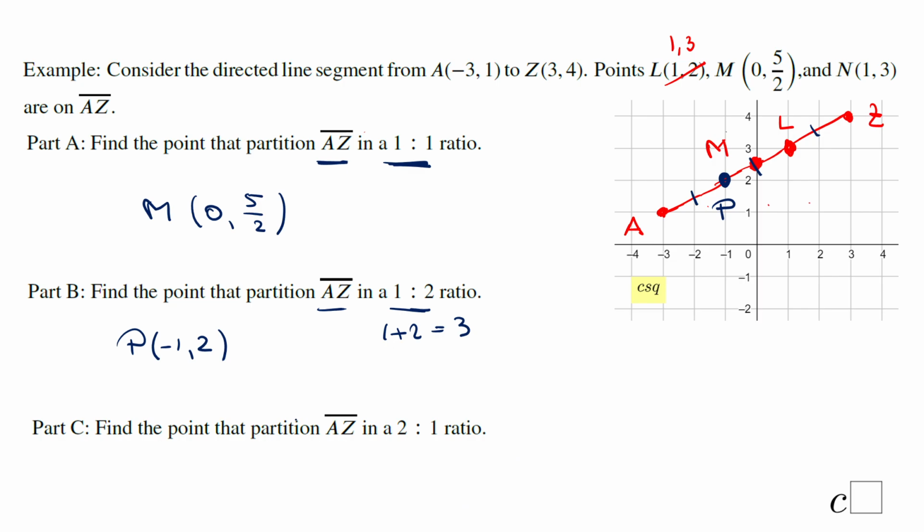And guess what is point L, the last one? Let me change the color. The same segment in a ratio 2:1. That will be 1, 1, 2, and 1. So that is point L, which is, be careful, I have a mistake here. It was 1 and 3.